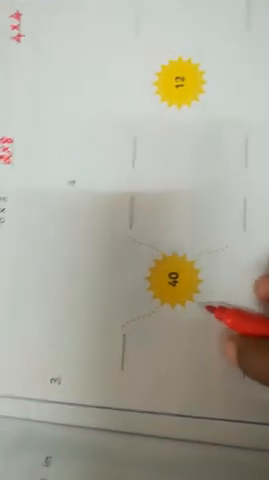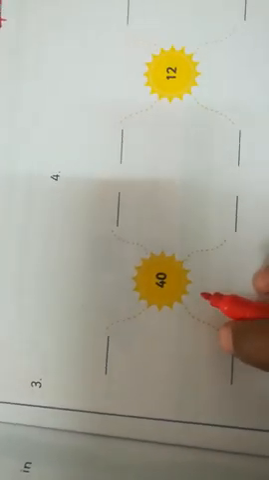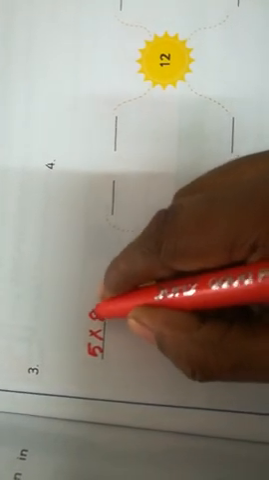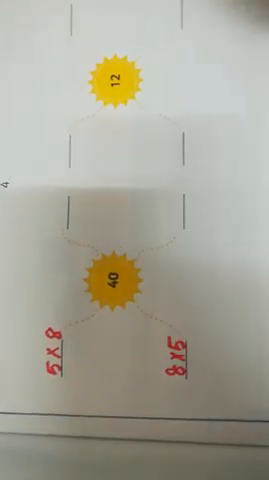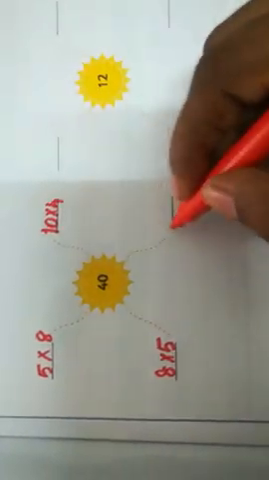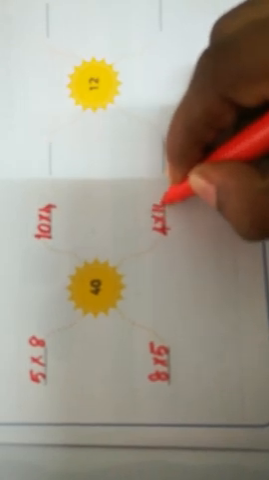Next, number 3, 40. You have to get a product as 40. 5 8s are 40. We have to change the order. 8 5s are also 40, children. Then 10 4s are also 40. 4 10s are also 40.